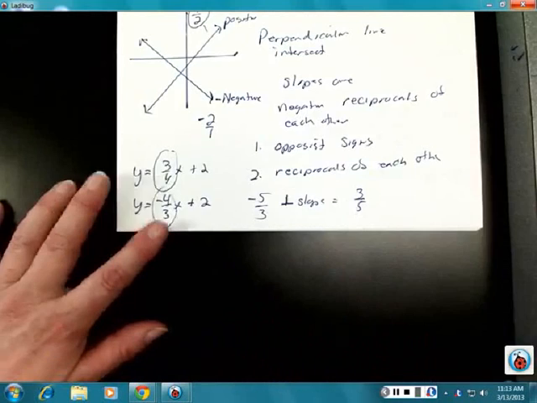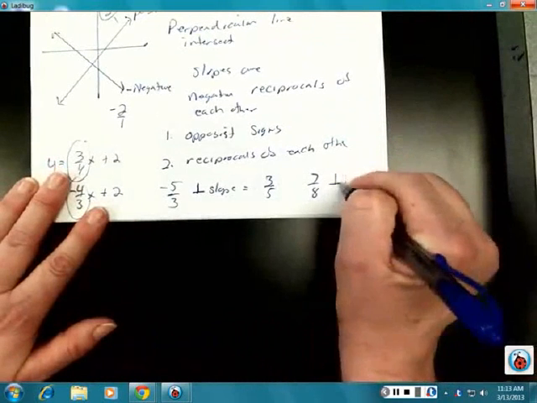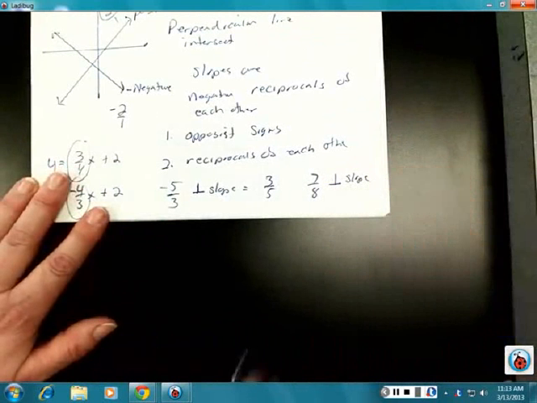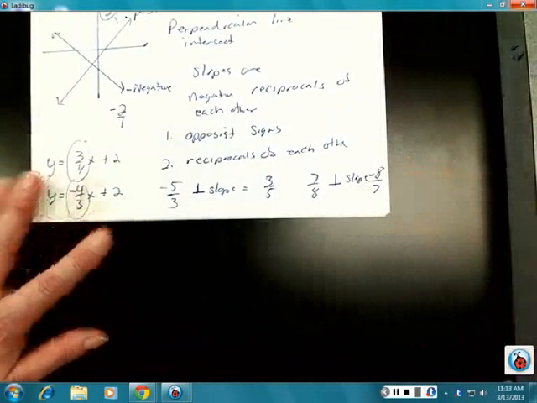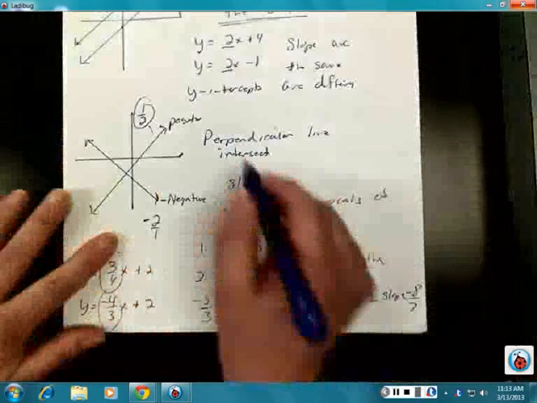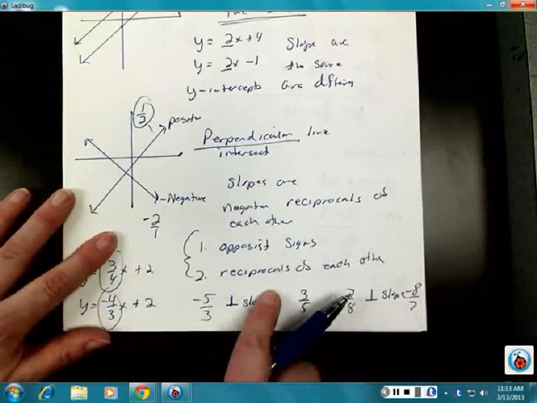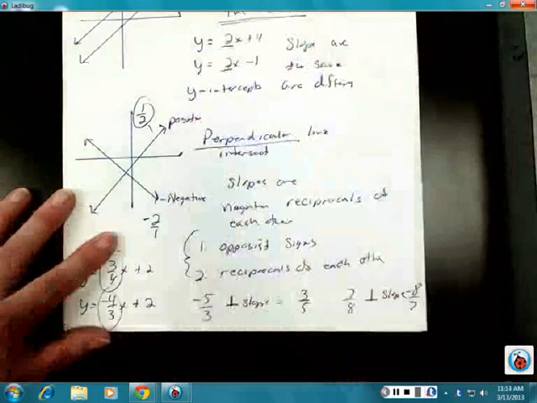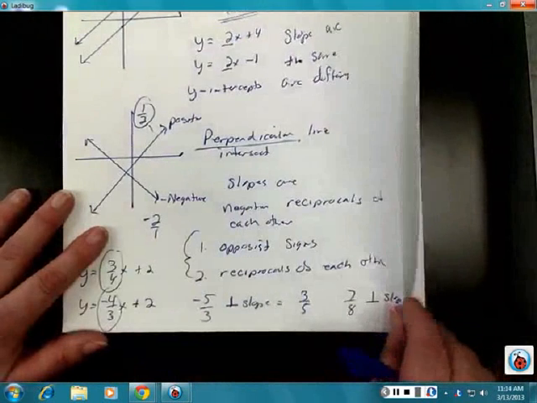And how about this one? If you had 7/8 and I want the perpendicular slope, what's it going to be? Yep, negative 8/7. So your key words in here: perpendicular, we need opposite signs and reciprocals. Parallel, we need the same slope. That makes sense so far? So far we are on track.